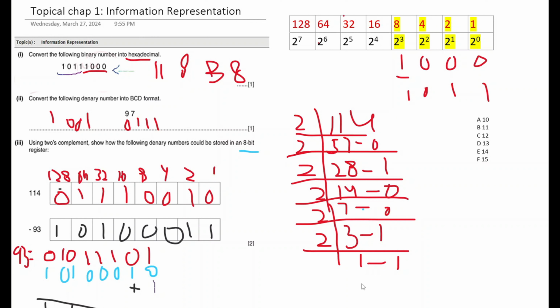Now you have to write the answer, and when you are writing the answer, remember you have to follow this direction, from here, and you have to include this 1 also. Don't forget to write it in your answer. This you have to include in your answer.